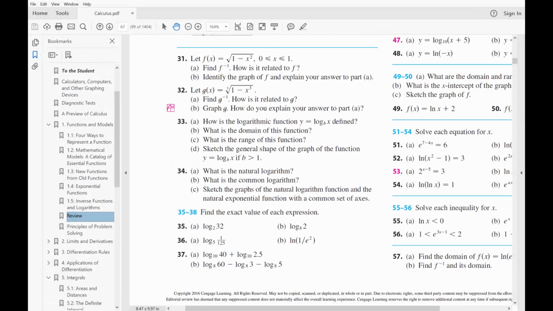And let's go for another one which says, actually let's go for 37. It has given us log base 10 of 4 plus log base 10 of 2.5. We have the addition, not multiplication. And let's go for the solution.